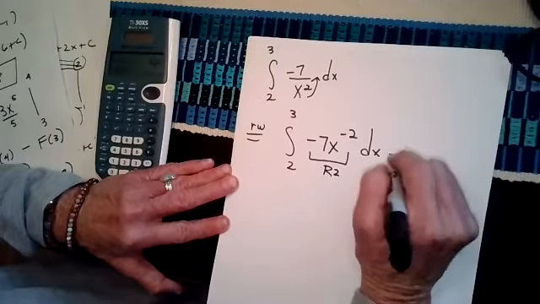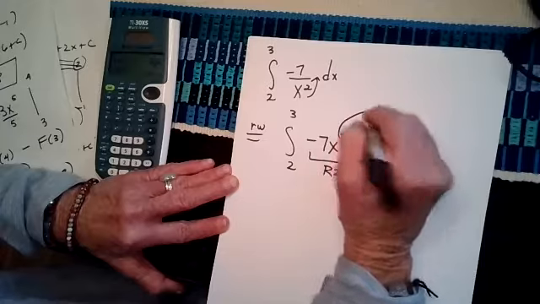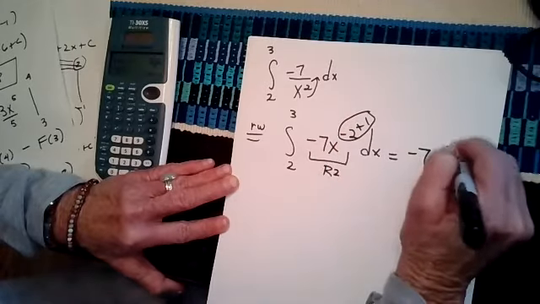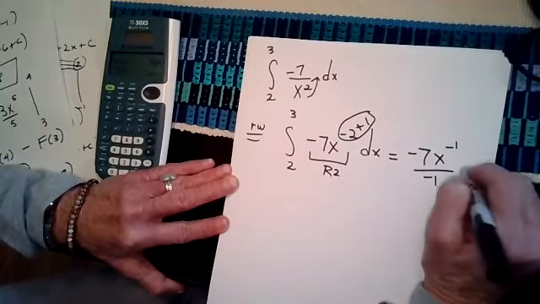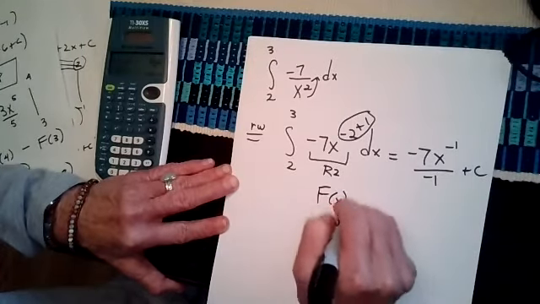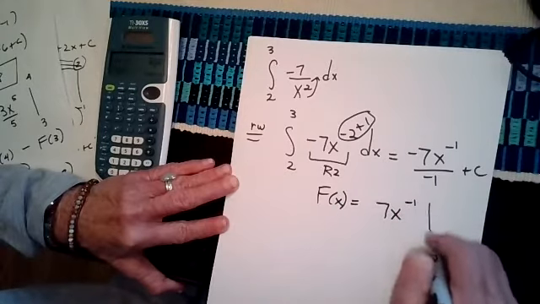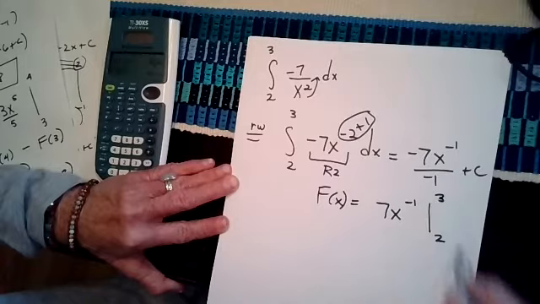So here I go. I'm going to bring my -7 over, add 1 to my exponent. My new exponent is -1, and I divide by -1. There's my plus c. So you can leave it as -7 over -1, or just call it 7x to the -1. And I'm going to evaluate it from 2 to 3.